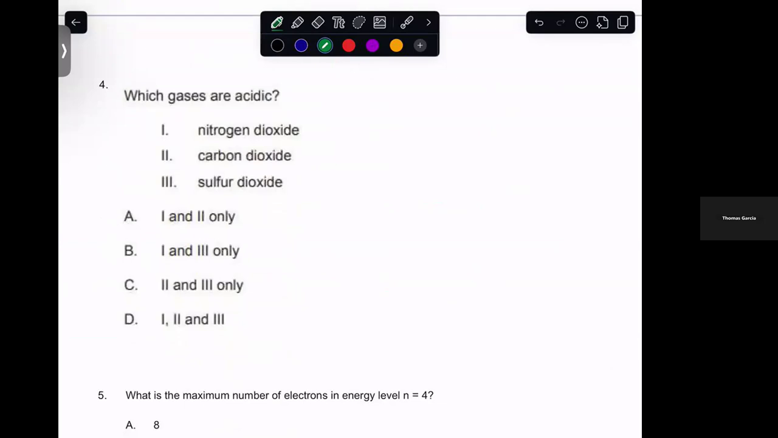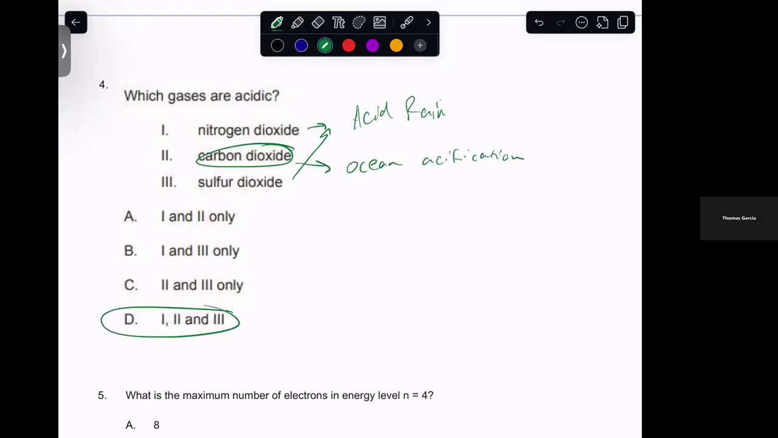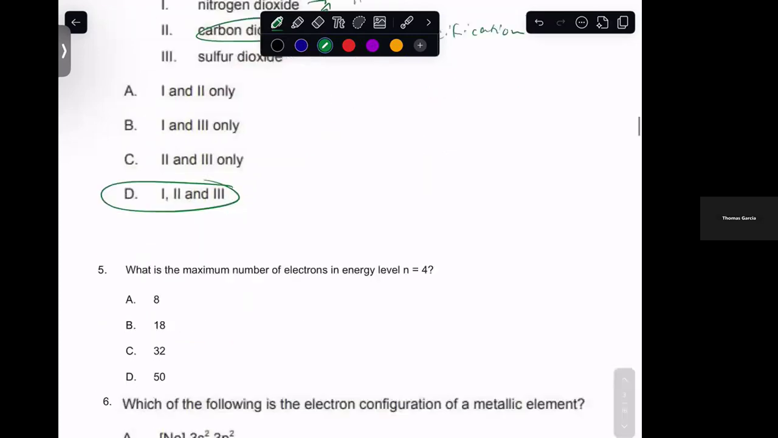Moving on to number 3, which gases are acidic? When we look at these, we can think about it in terms of atmospheric conditions, which sometimes helps. Nitrogen dioxide and sulfur dioxide can both be attributed to acid rain, so they have to be acidic. And if you know much about the ocean, carbon dioxide is what's causing ocean acidification. So we have 1, 2, and 3, all of those.